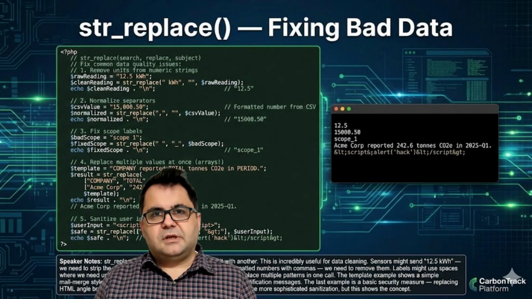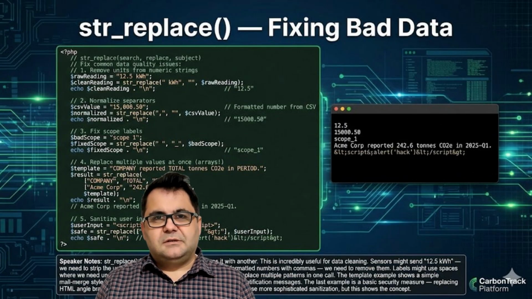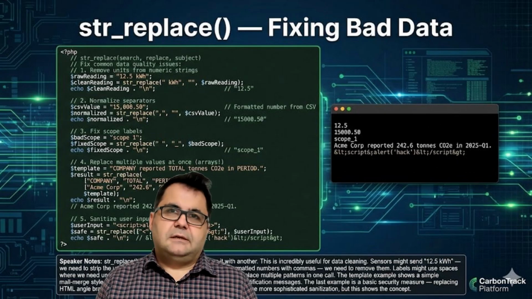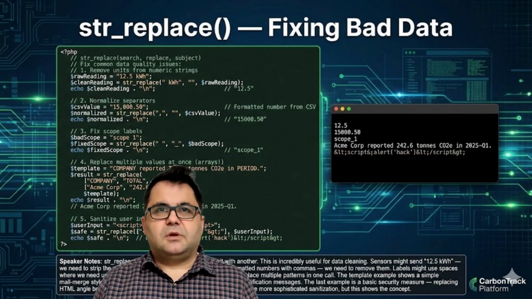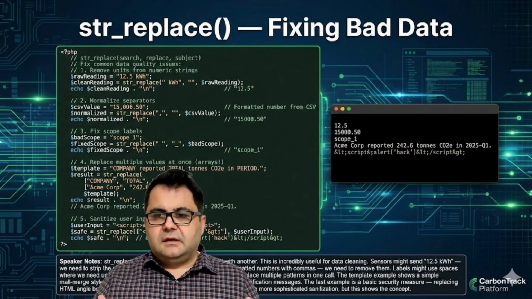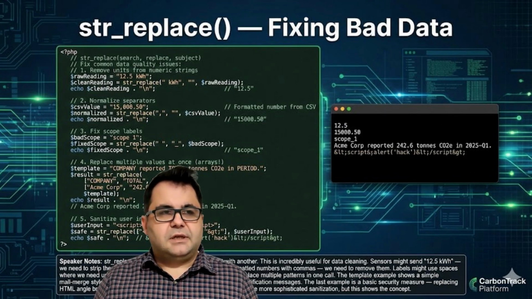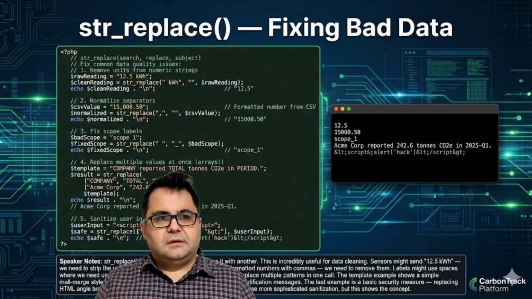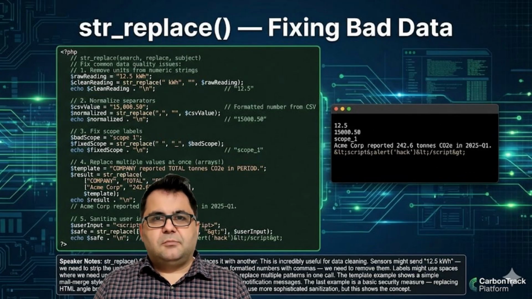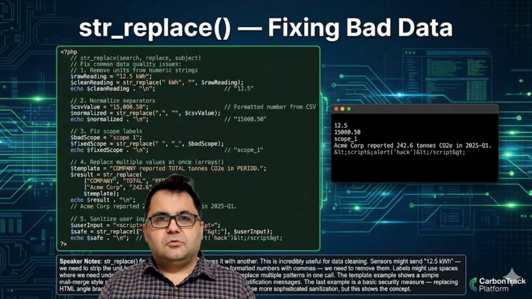str_replace finds a substring and replaces it with another. This is incredibly useful for data cleaning. Sensors might send "12.5 kWh". We need to strip the unit before calculating. CSV files might have formatted numbers with commas. We need to remove them. Labels might use spaces where we need underscores.